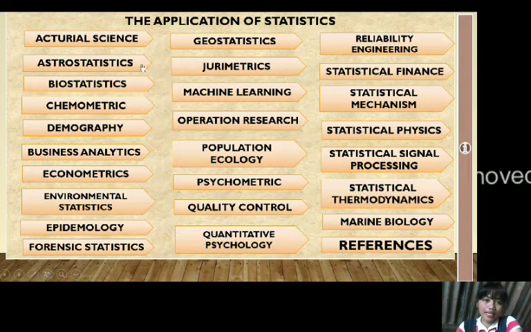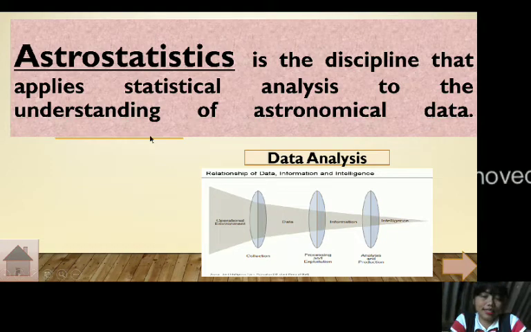Next, astrostatistics. So what is astrostatistics? Astrostatistics is the discipline that applies statistical analysis to the understanding of astronomical data. It is a discipline which spans astrophysics, statistical analysis, and data mining. Astronomical analysis includes nonparametrics, multivariate regression and multivariate classification, time series analysis, and especially Bayesian inference.